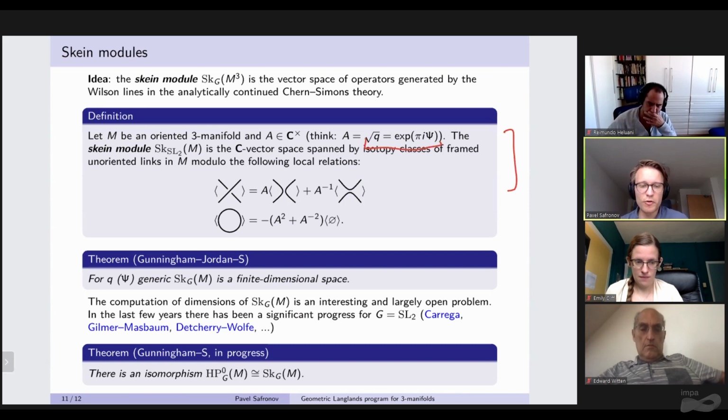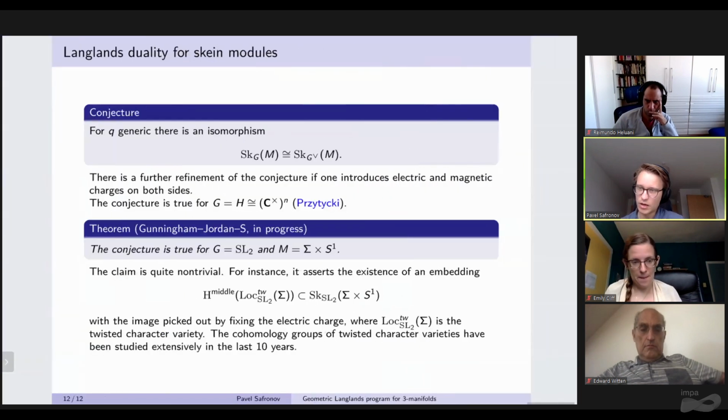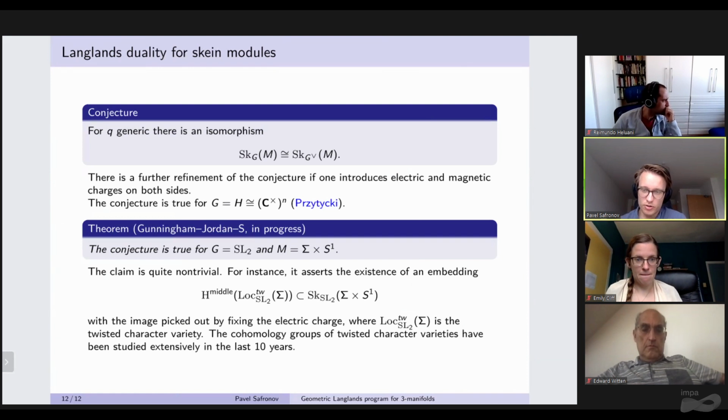So how does this relate to the story I was talking about before? The claim, which is what we prove with Gunningham, is that the 0th complexified instanton Floer homology of the 3-manifold is exactly the Skein module. So if you like, the complexified instanton Floer homology is actually a derived enhancement of the Skein module. If you combine this with the previous conjecture, then you arrive at the conjecture that the Skein module for G should be isomorphic to the Skein module for the Langlands dual group for generic q. You can check that this is again true for G a torus, so C star to the N. This is a rather easy statement, and it goes back to some old work.